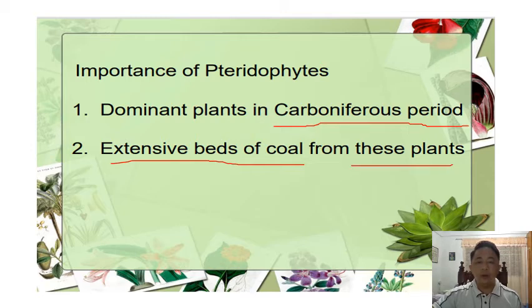Now, coal is similar to your charcoal, but the difference is that coal is very hard, and at the same time it is rock-like in appearance. But when you use it as a form of fuel, parang nagbabagang uling din ang coal, and this coal is derived from the Carboniferous period.